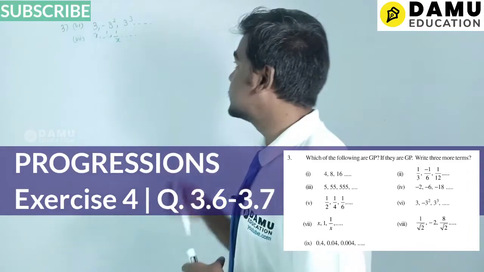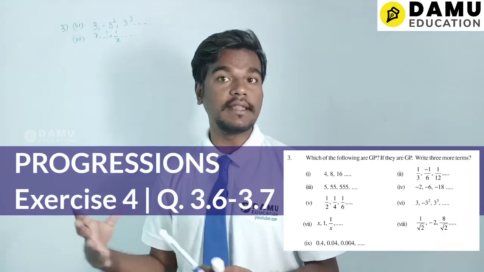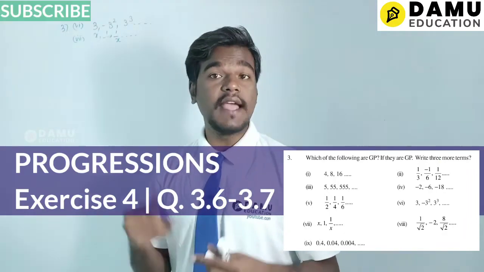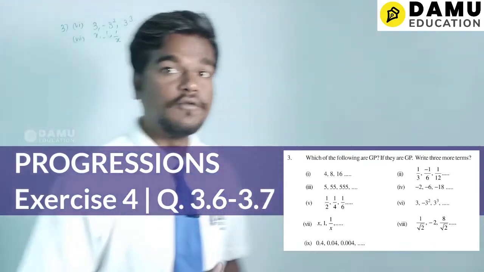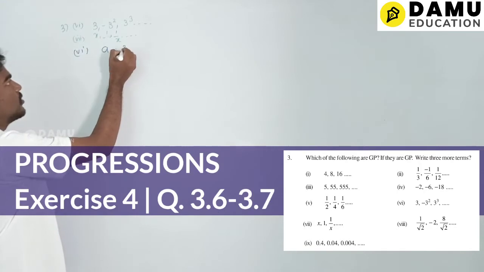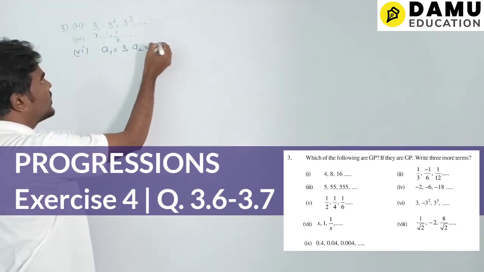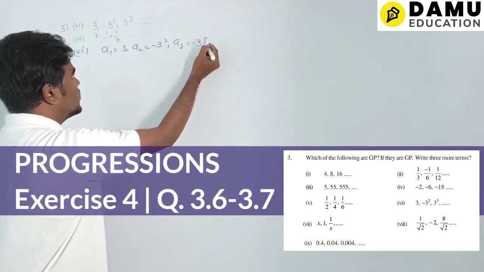So here, what is the sixth one? 3 minus 3 square and 3 cube minus 3 power 4. Maybe that series will be like that. So we have to check whether the common ratio is the same or not. So let's take the sixth one. A1 will be equal to 3 and A2 will be equal to minus 3 square and A3 will be equal to 3 cube. So this is the case.